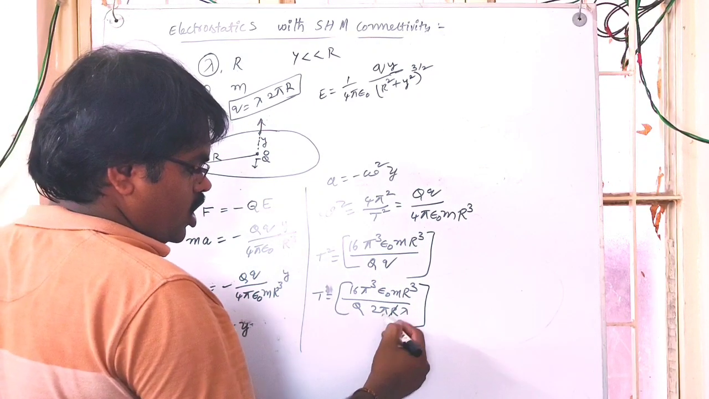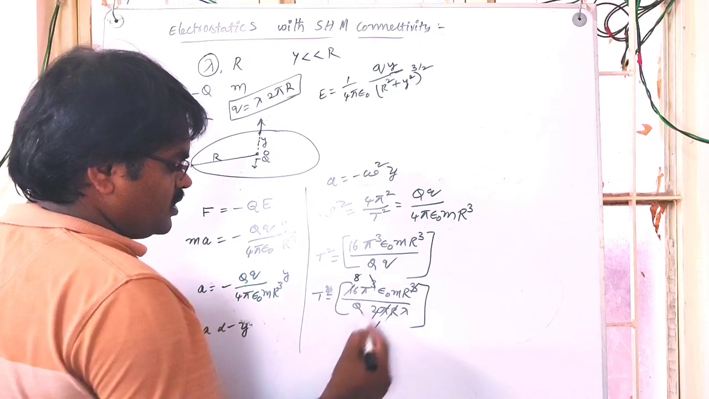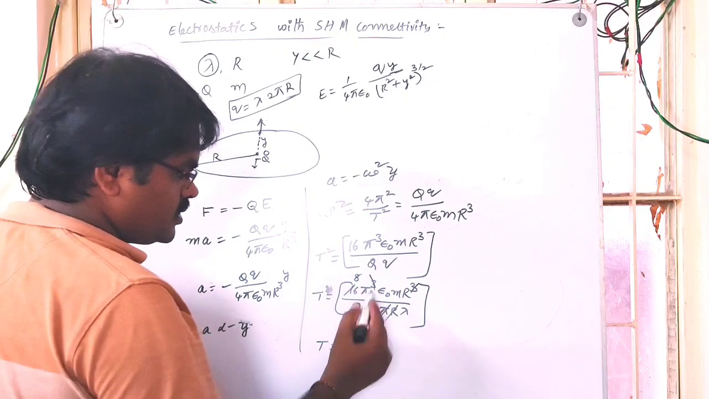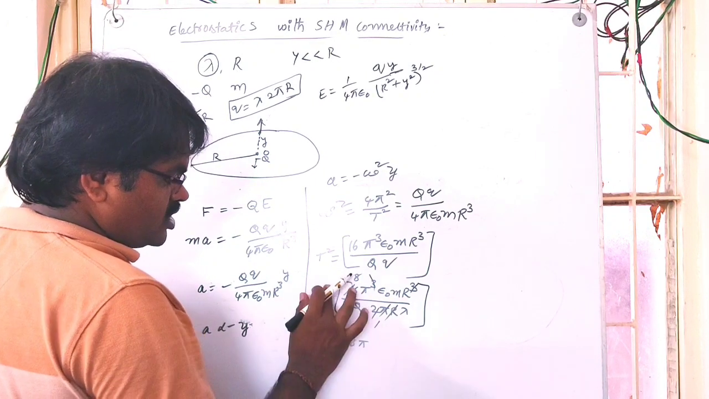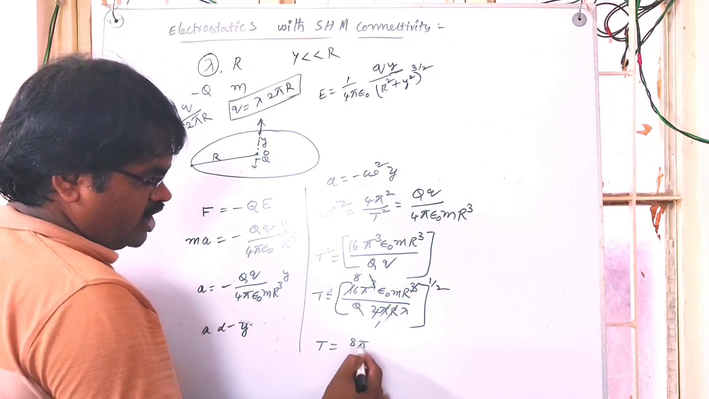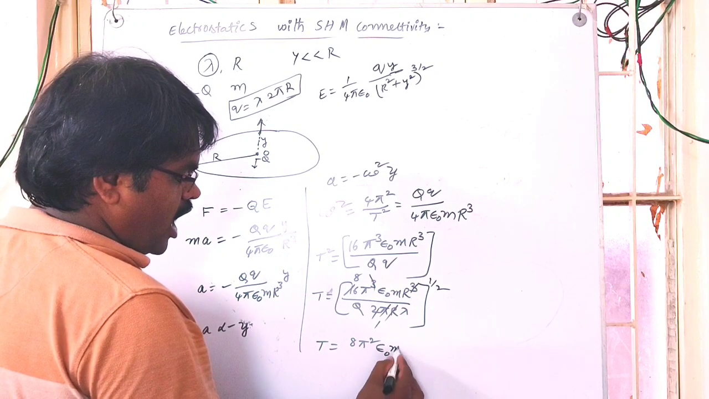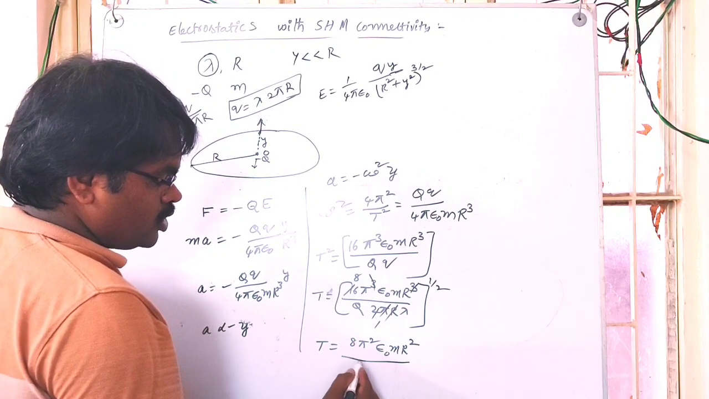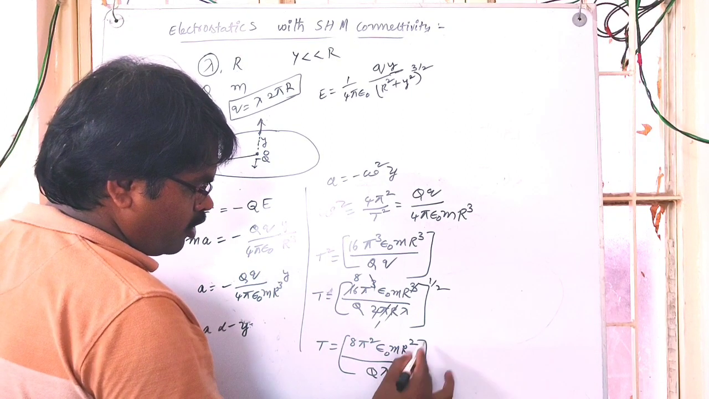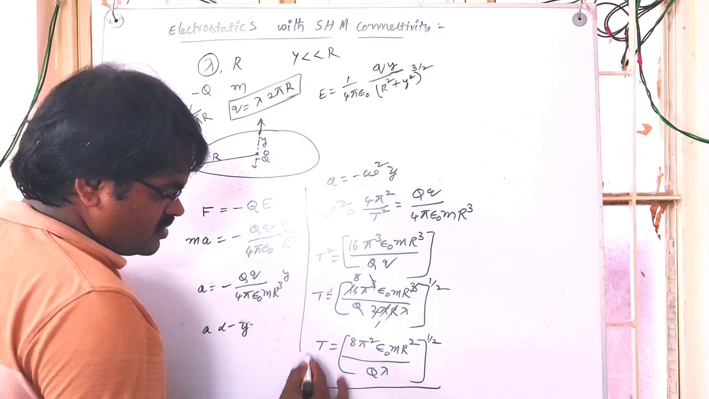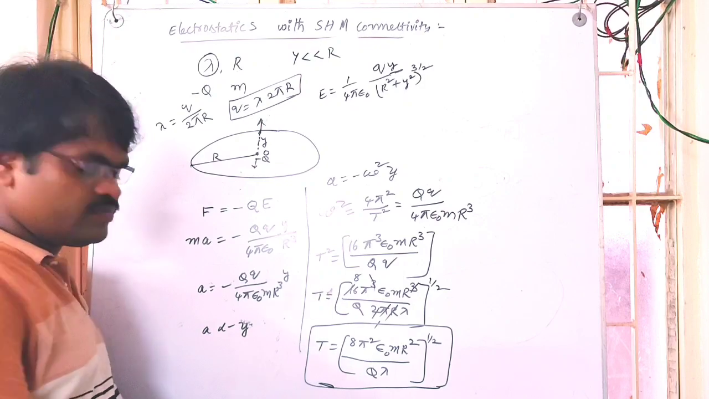Then T is equal to, here 16 by 2 is 8 pi, whole power of 1 by 2. 8 pi square epsilon naught m r square by q lambda, whole power of 1 by 2. This is it. It's very simple. Thank you.